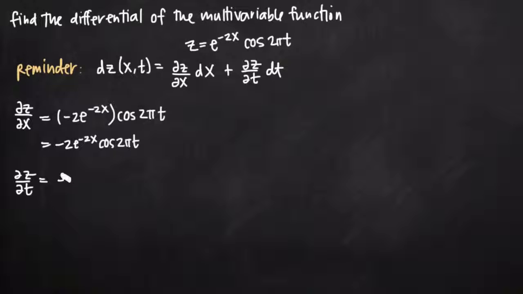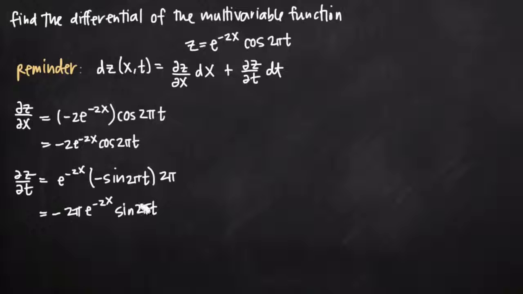So let's go ahead here and leave this e to the negative 2x. That's just going to stay as a coefficient. The derivative of cosine is negative sine. So negative sine of 2 pi t. We leave the inside function completely untouched. But then we have to multiply by the derivative of the inside function. The derivative of 2 pi t is just 2 pi. So now when we simplify this, we'll bring this negative here and the 2 pi out in front, and we'll get negative 2 pi e to the negative 2x times sine of 2 pi t. Now we have our two partial derivatives. We can go ahead and plug them into our equation for the differential.